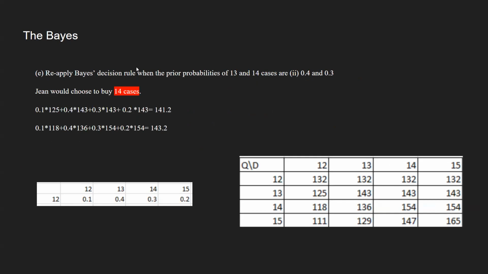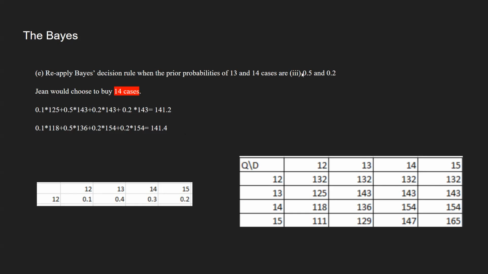For this case, we reapply Bayes' decision rule when the prior probabilities of 13 and 14 cases are 0.4 and 0.3. We use 0.1 multiplied by 125 plus 0.4 multiplied by 143 plus 0.3 multiplied by 143 plus 0.2 multiplied by 143, which is 141.2. This is for buying 13 cases. And this one's for buying 14 cases, which we got 143.2. So we would choose to buy 14 cases.